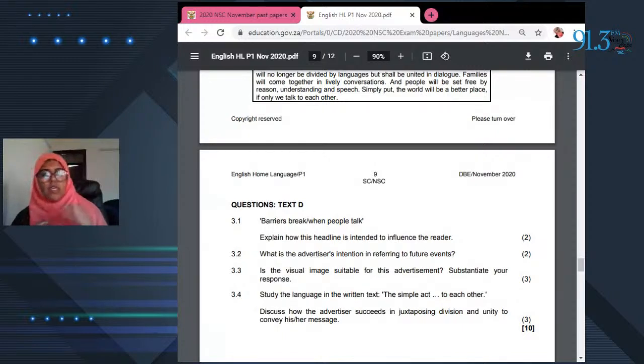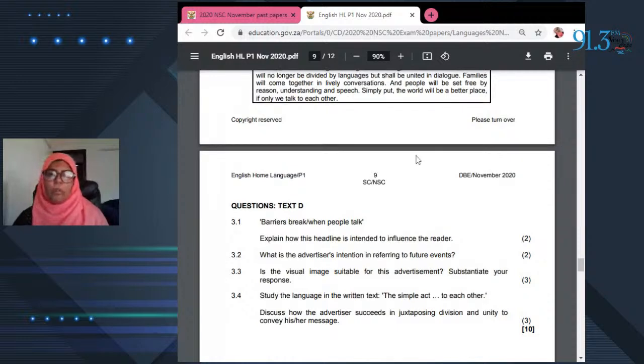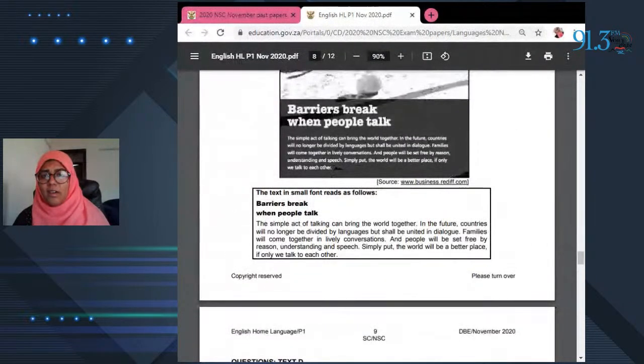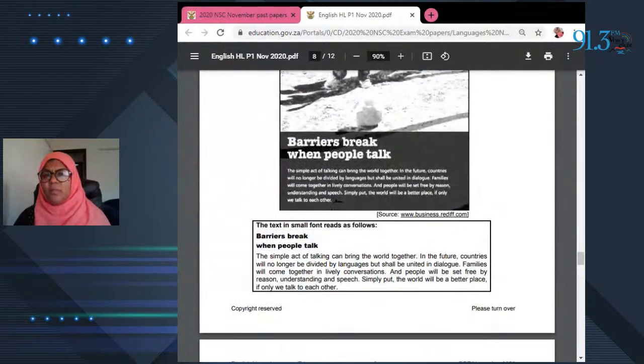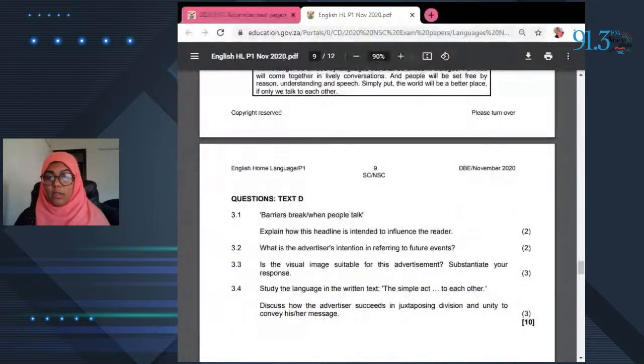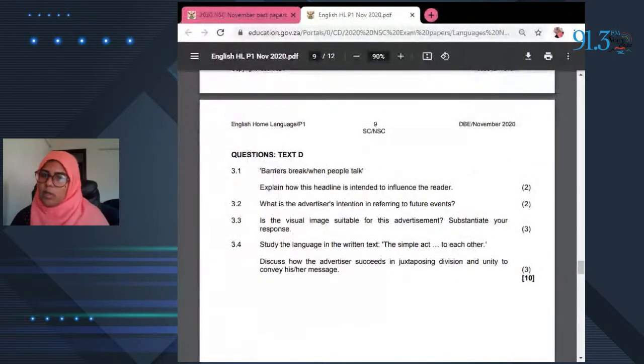And then also another important thing is when. Depending on the timing of the advertisement, it will play a huge role in how people perceive it. So, for example, if this advertisement was put out in, I don't know, the 1900s, then it wouldn't be taken exactly the same as it would now in 2021, or in 2020 when they gave this paper.